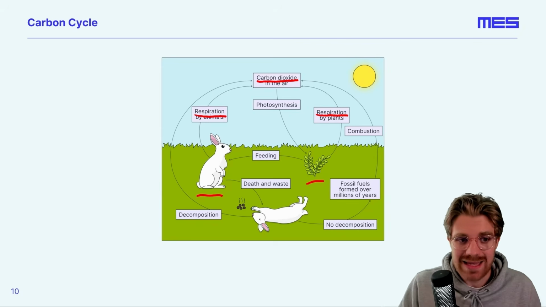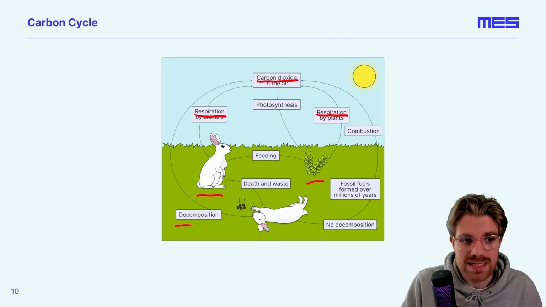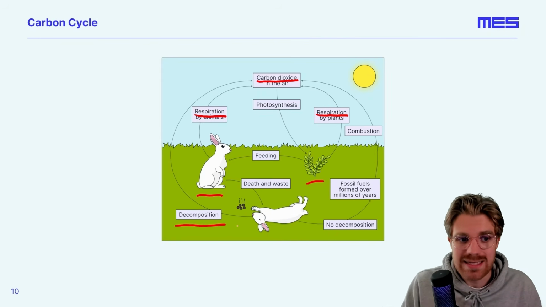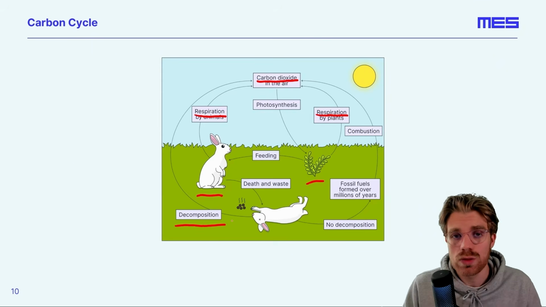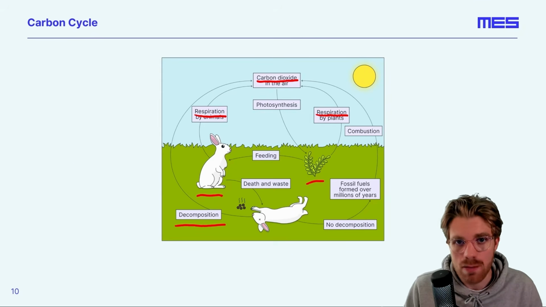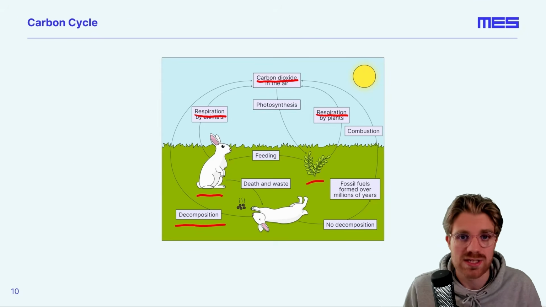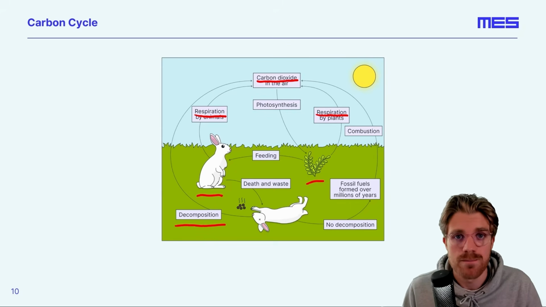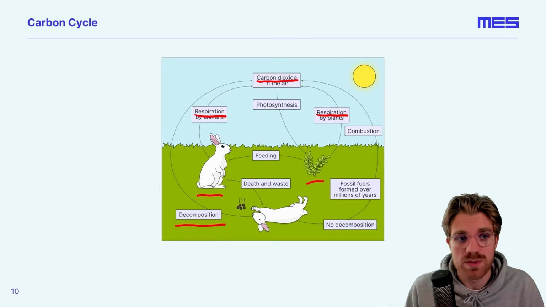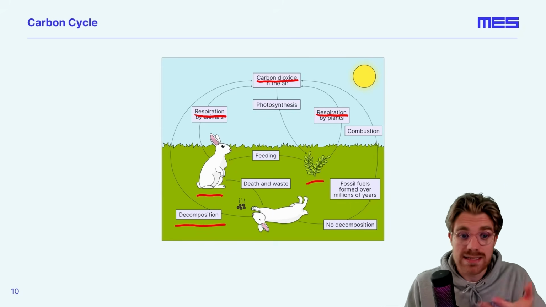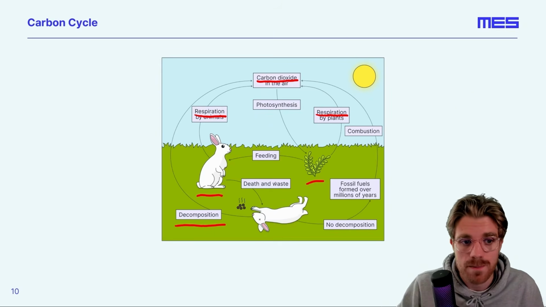The plants and the animals will die, they will also produce waste material, and this dead and waste material is then going to be decomposed. As it is decomposed, the decomposers will break down those organic compounds, the carbon-containing compounds, and use them to respire. When they respire, they are going to be producing carbon dioxide, which again releases the carbon into the atmosphere.